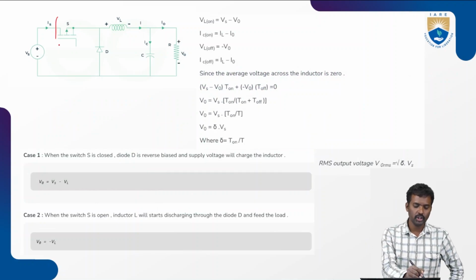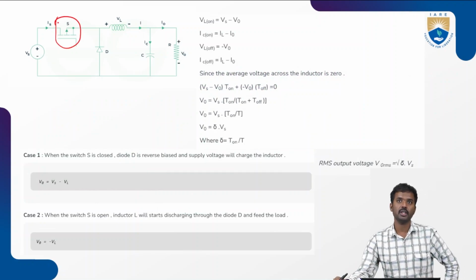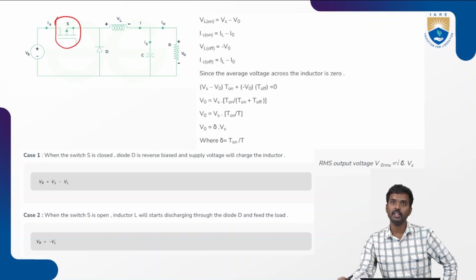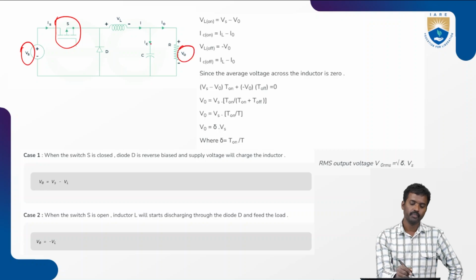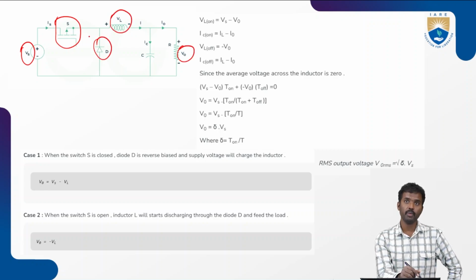So here is a switch. The components are the same, but the configuration is different. Now here this is Vs and V naught, an inductor and a diode. In the previous step up chopper, the switch, inductor and diode were arranged differently; here the diode is a switch and the inductor is here and the diode is here.